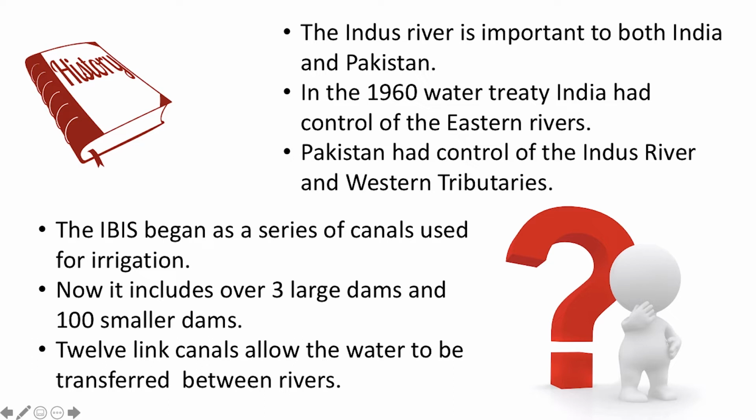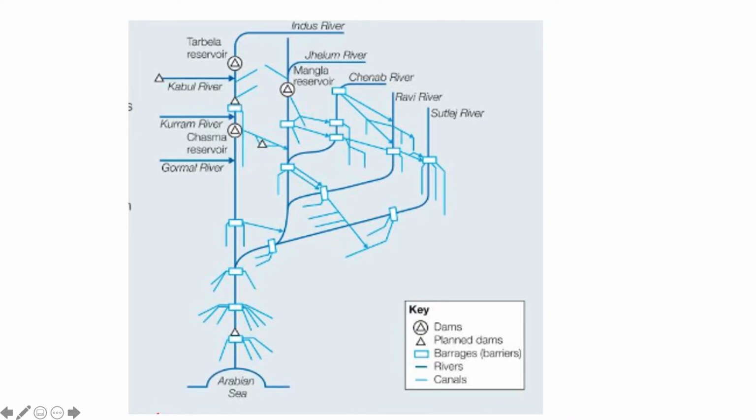There are 12 link canals which allow the water to be transferred between rivers, and by having these canals and dams we're able to move water from one part to another, and therefore more area can be farmed. So this is what it looks like as a little map. Feel free to pause and just take a look at this diagram, because it's an unfamiliar diagram. We've never seen anything like it before.